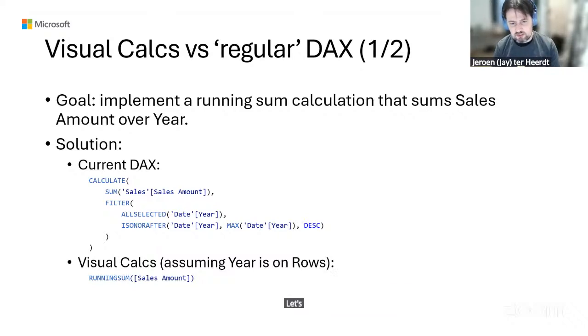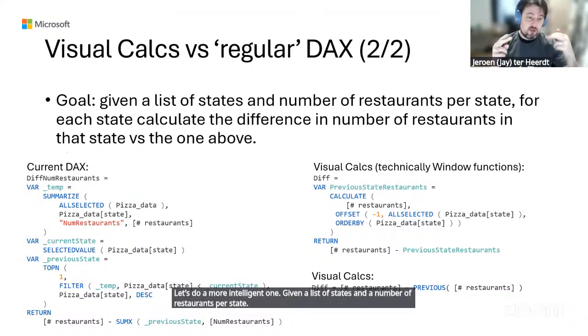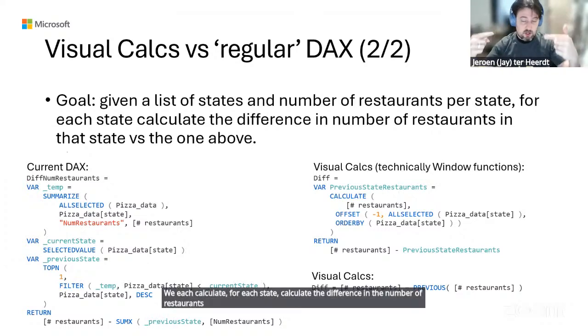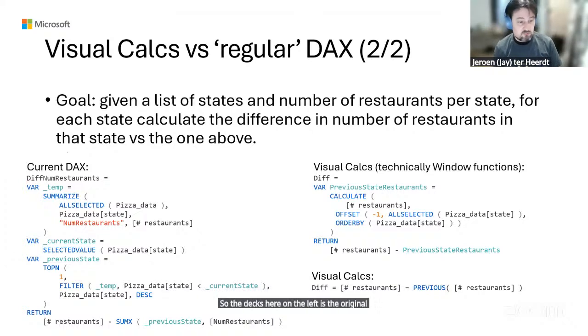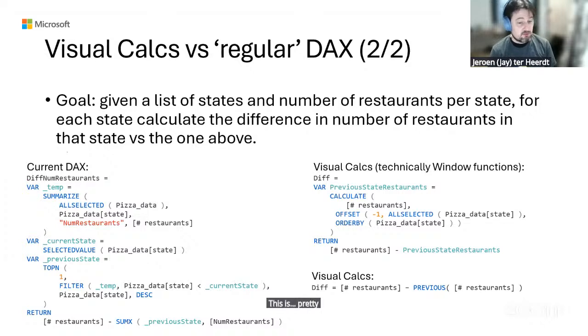Let's do a more intelligent one. Given a list of states and a number of restaurants per state, for each state, calculate the difference in the number of restaurants in that state versus the one above. So this refers to what came before me. The DAX here on the left is the original statement you would have to write, which includes a summarize, a selected value, and a top one. This is pretty complicated. To be honest, I wasn't able to write this.